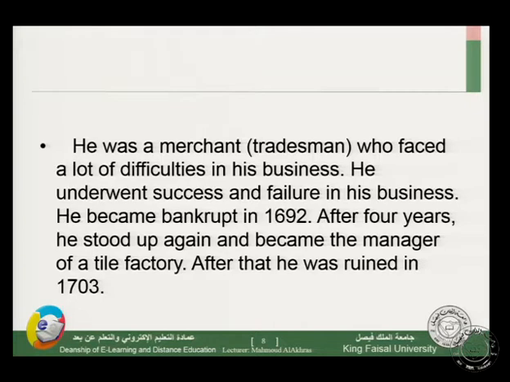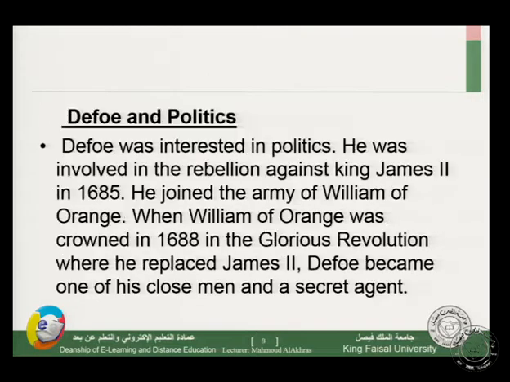He failed. He became bankrupt without any penny, without any money, bankrupt in 1692. After 4 years, he stood up again and became the manager of a tile factory. So after 4 years only, he stood again and became a manager of his own factory. After that, he was ruined in 1703.